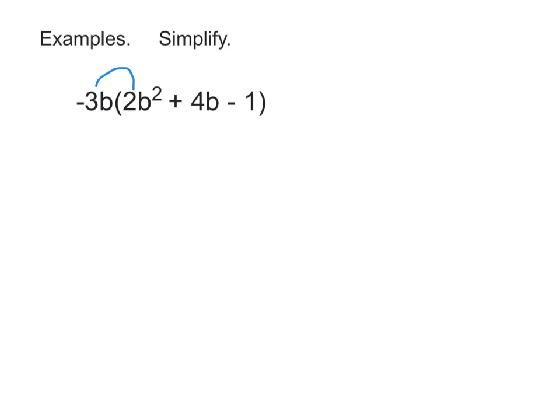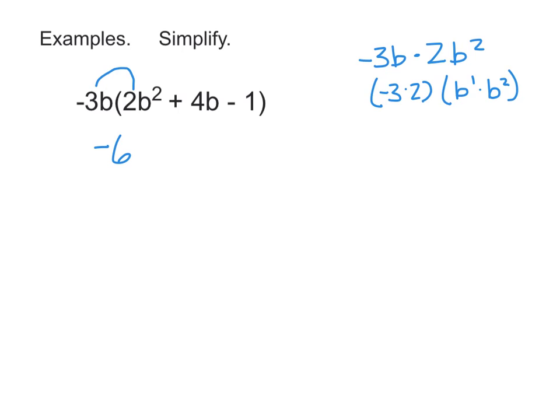So I'm going to multiply those two. I'm going to do -3b times 2b squared. Now, if we show our work from an earlier section, I would have -3 times 2 and b to the first times b squared. And that would give me a -6b to the third.